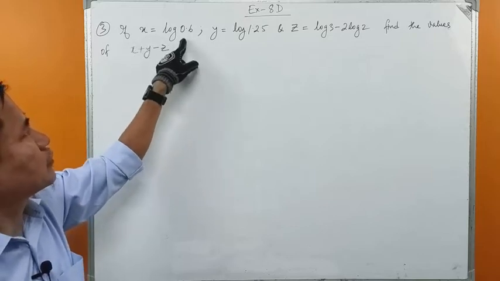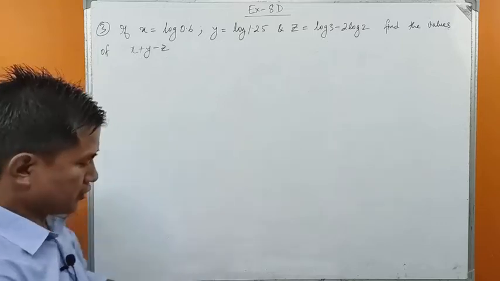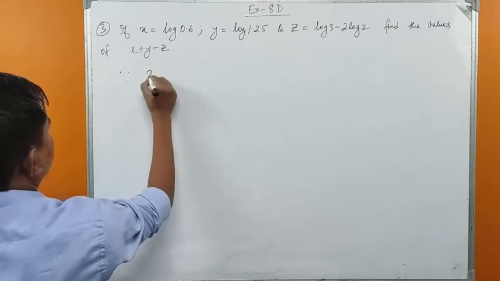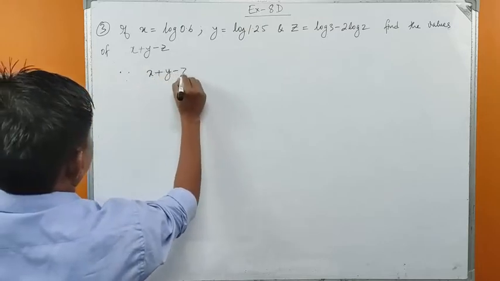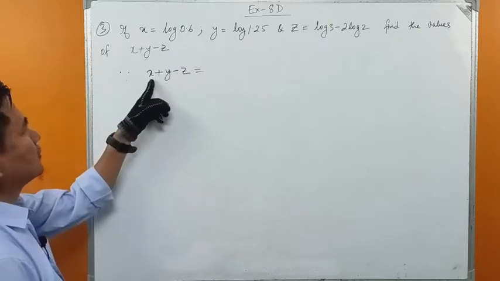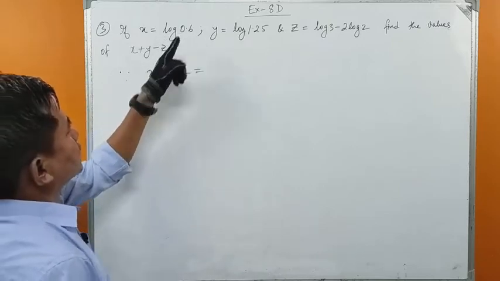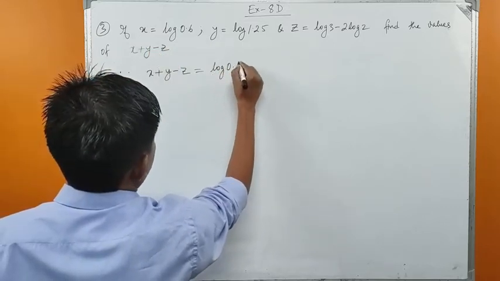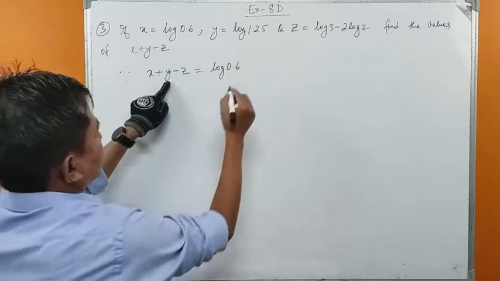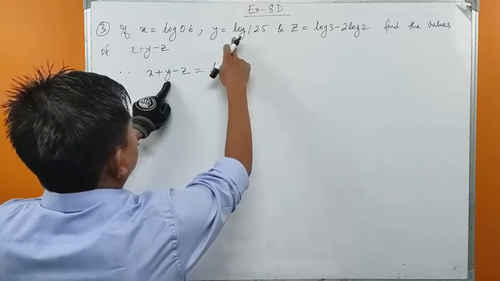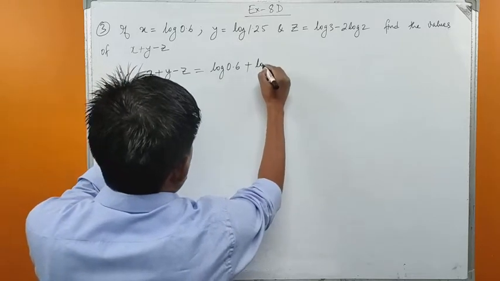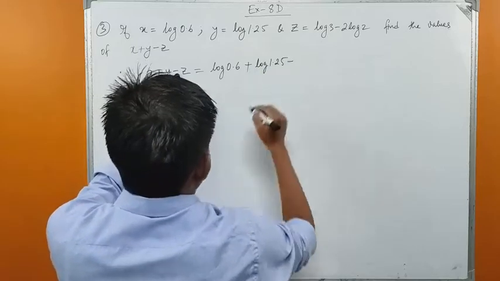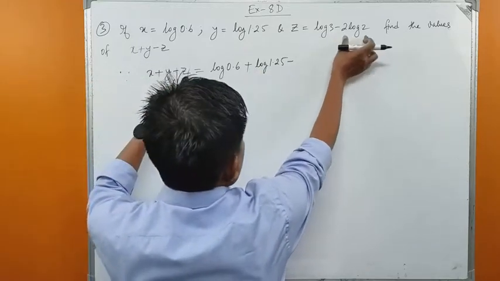Given conditions are x equals this, y equals this, and z equals this. So let us do this. Since we are asked to find the value of x plus y minus z, what is x? The value of x is log 0.6. Plus y. What is y? y is log 1.25. Minus, and what is z? z is log 3 minus 2 log 2, isn't it?